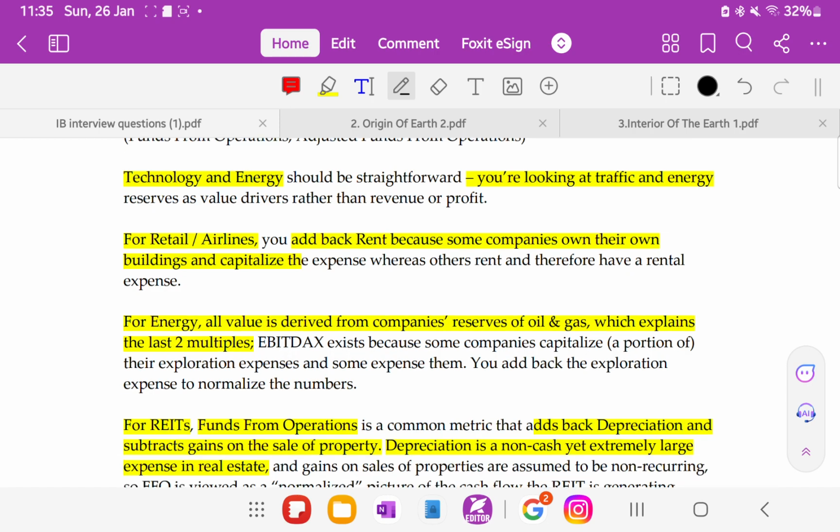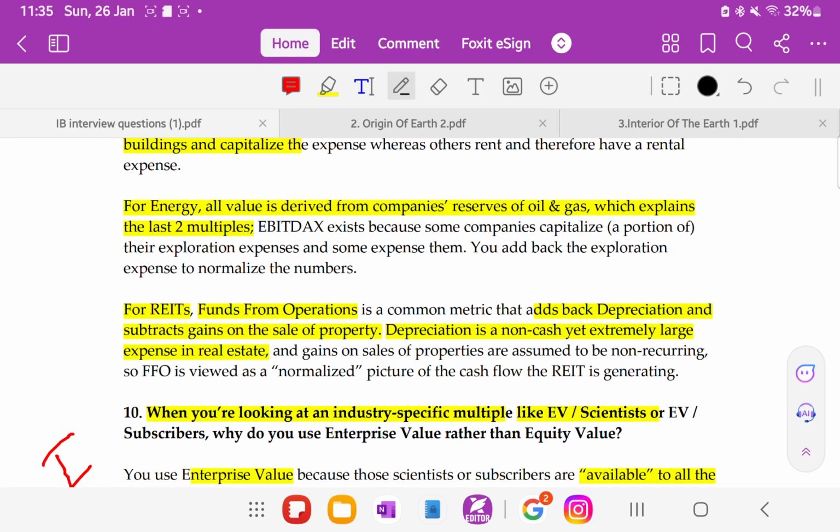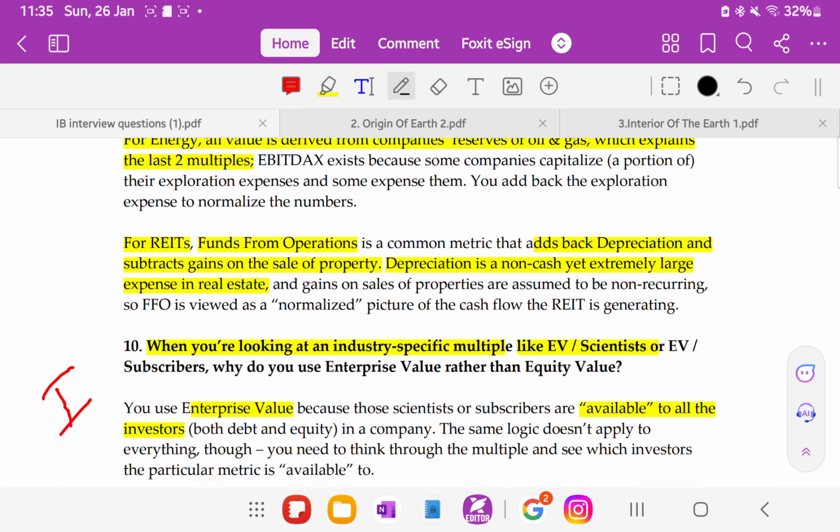So for REITs, funds from operations is a very common metric, and that adds back the depreciation and subtracts the gains from the sales of property. Depreciation is non-cash, and you have extremely large balances in real estate, so you have to get it done by different methods. The gains on the sale of properties are assumed to be non-recurring. And FFO gives a normalized picture of the cash flow the REIT is generating.